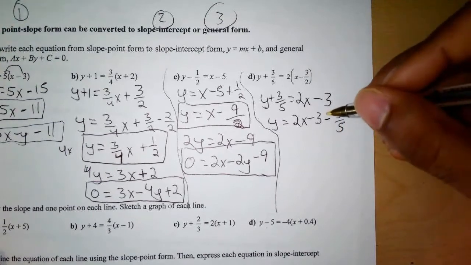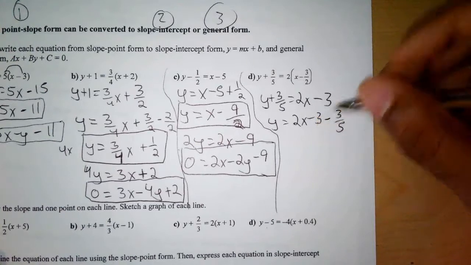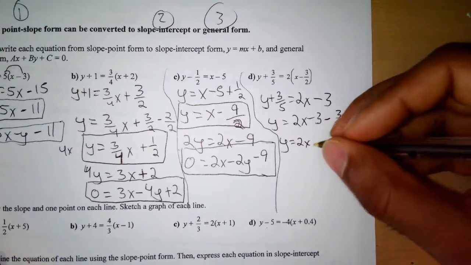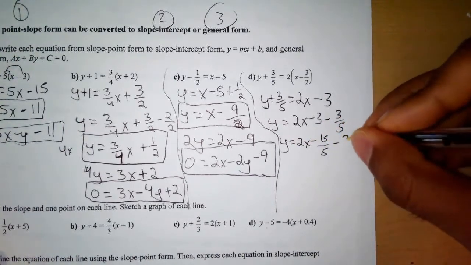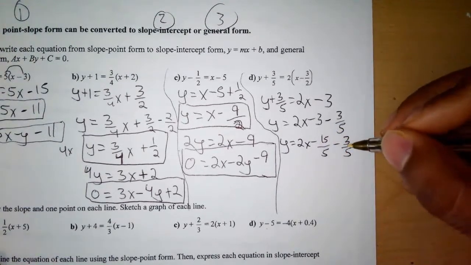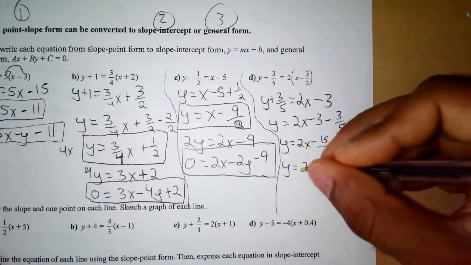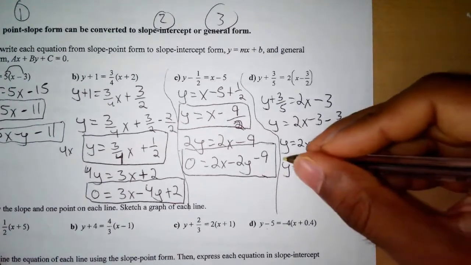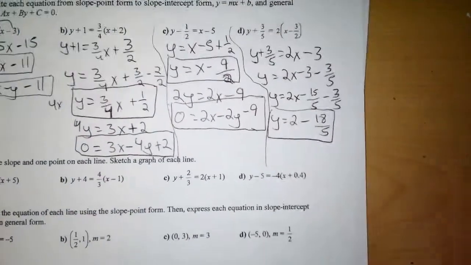Right. So negative 3 over 1 is the same thing as negative 15 over 5. So I'll write that out. So y equals 2x minus 15 over 5, minus 3 over 5. Okay, and now we can subtract these. There's going to be negative 18 over 5, right? So y equals 2x minus 18 over 5. Okay, there we go.